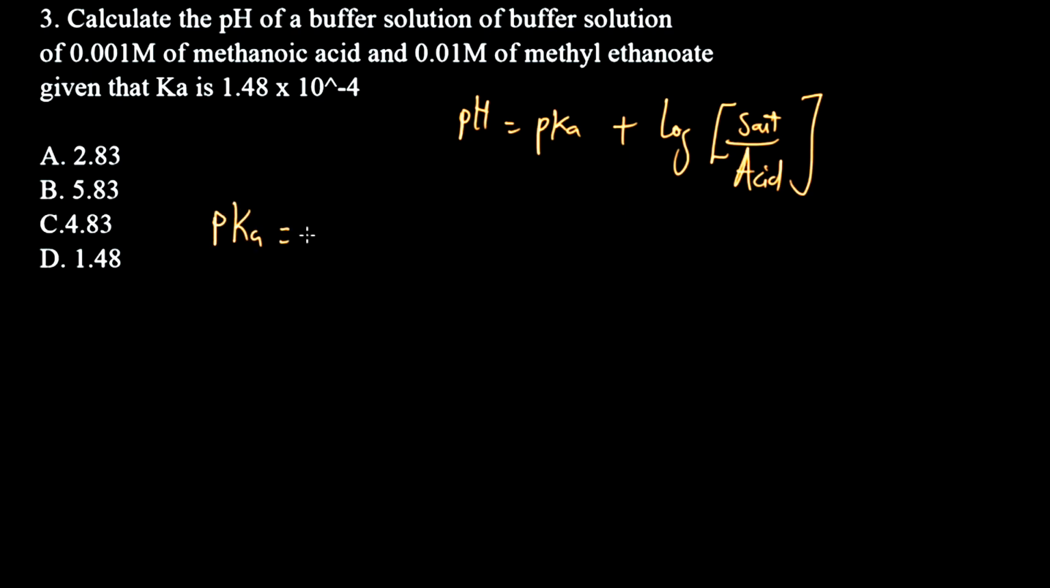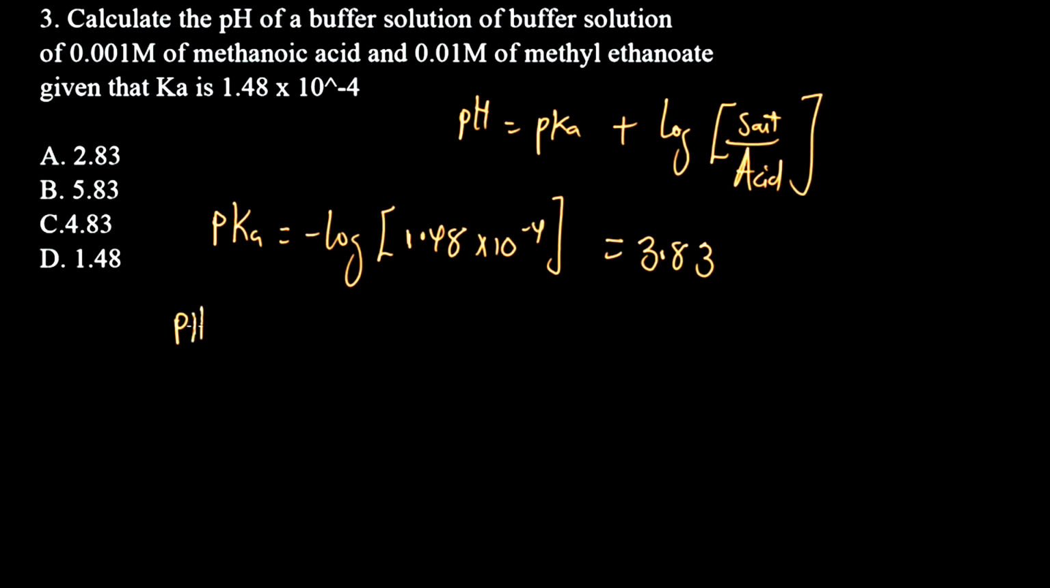So pKa equals negative log of 1.48 times 10 raised to power minus 4. So this becomes 3.83, right? So this is the pKa. So now we need to calculate this aspect. So let's say that our pH equals 3.83 plus log.